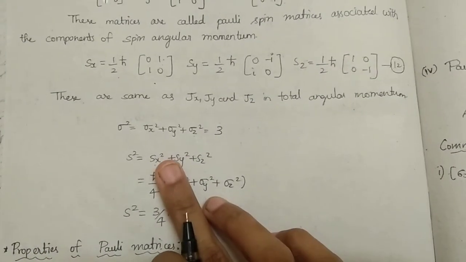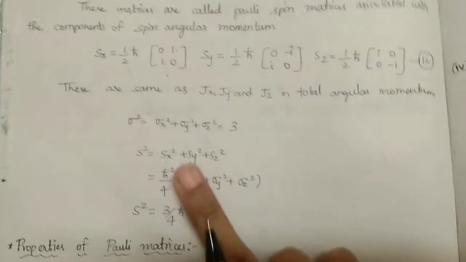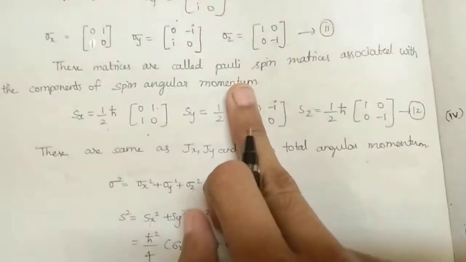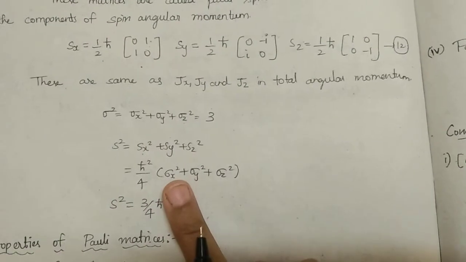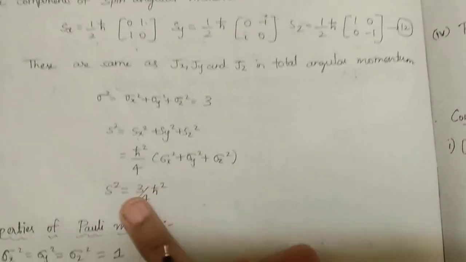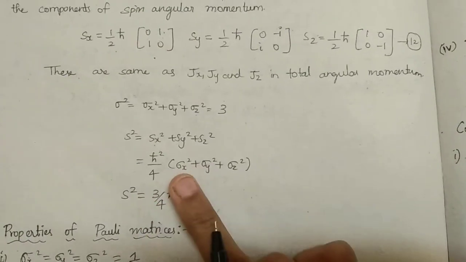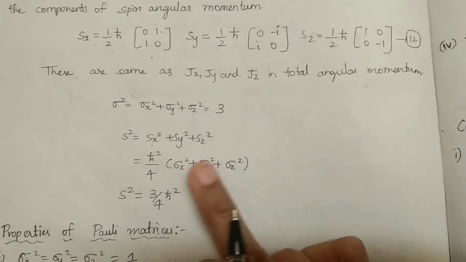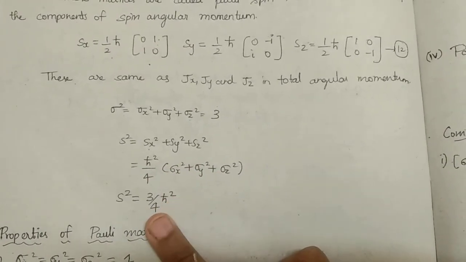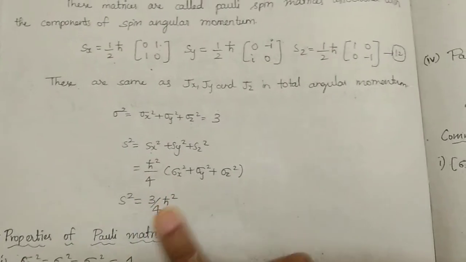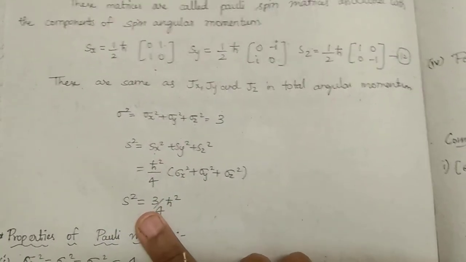And S² is nothing but Sx² plus Sy² plus Sz². So Sx is nothing but half ħ σx. So we have ħ²/4 σx², ħ²/4 σy², ħ²/4 σz². So we are having it in this manner. So S² is nothing but 1 plus 1 plus 1, 3, so 3ħ²/4. So S² is nothing but 3/4 ħ².